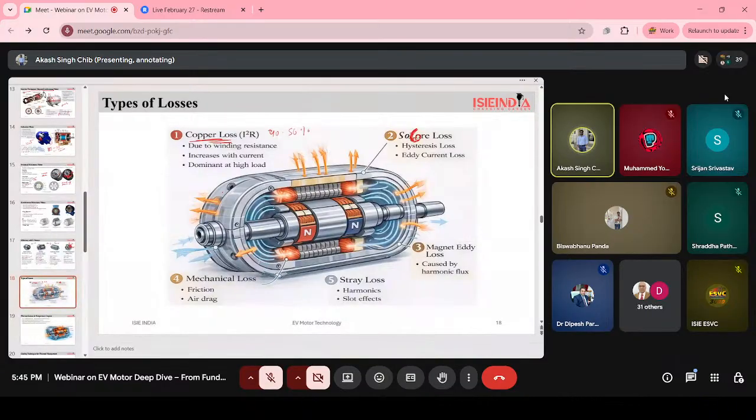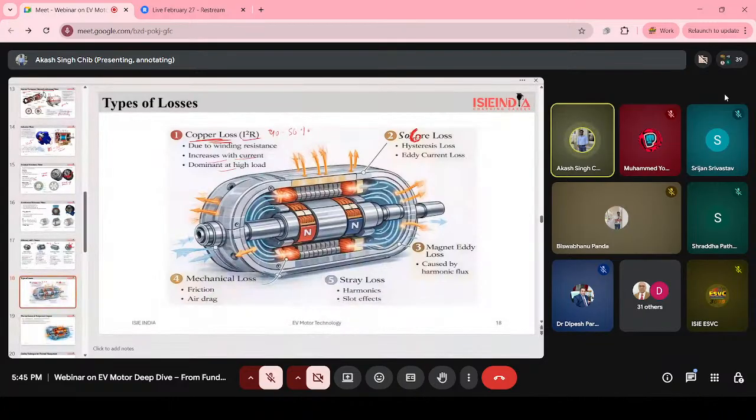And if we increase the current, the copper loss will increase. Basically, copper loss is dominant at high load, because if we increase the current, the copper loss also increases.